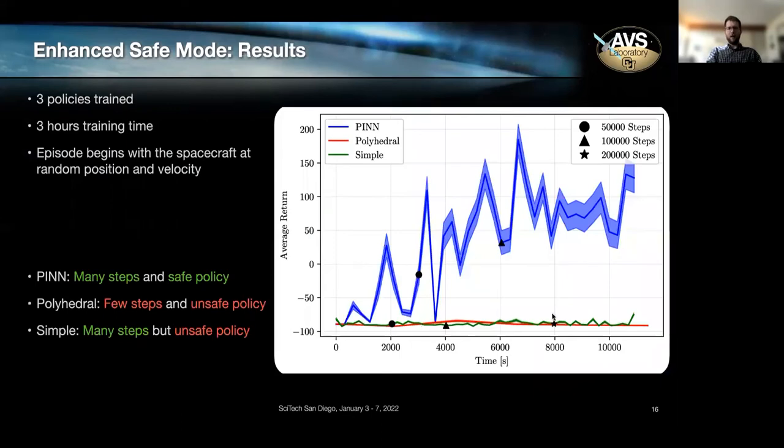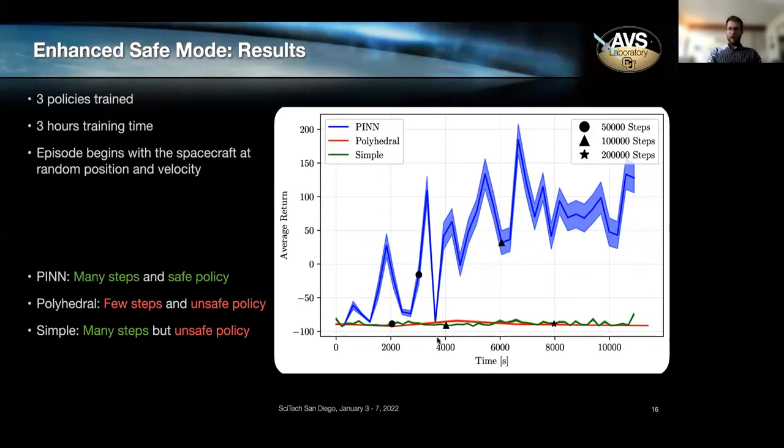So let's start down here with the red curve, which is the polyhedral model. What you find is after 3 hours of training, your agent has interacted with the environment less than 2,000 times, which is not very much training data. So your agent never learns safe behavior. There's just not enough interactions with the environment.